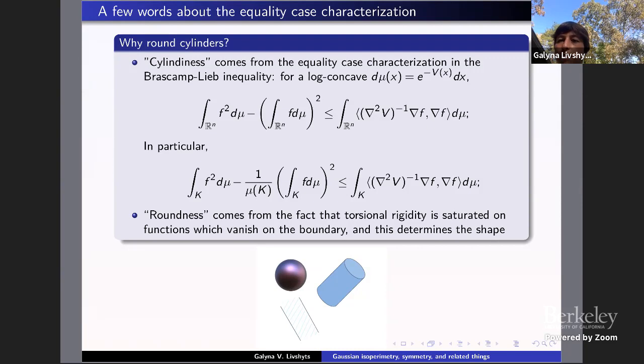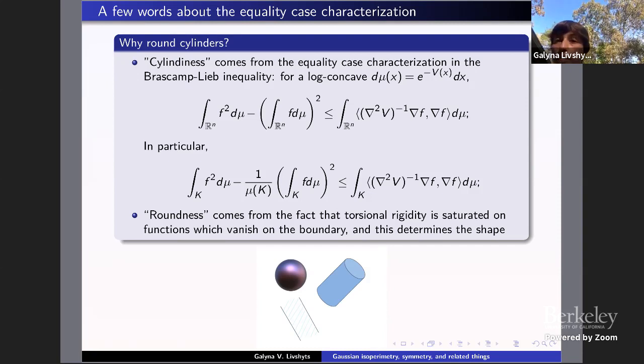Now, roundness comes from the fact that the torsional rigidity is saturated on functions which vanish on the boundary, and there is a specific function which has to be saturated on the boundary, and it gives us this cylindriness. These two statements, I'm simplifying things a bit, but this is roughly the story.